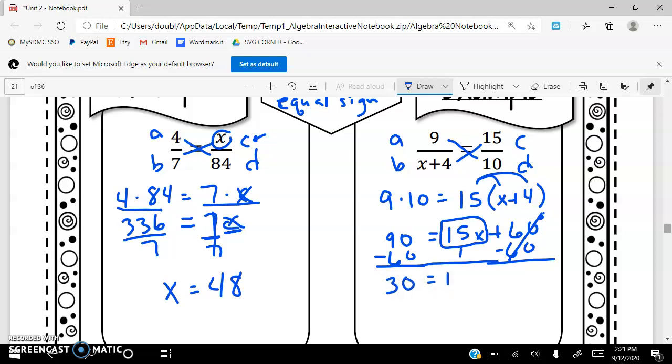And we bring that 15X down. Now we do the inverse. Now 15X is multiplying, so the inverse of multiplying is division. So we divide both sides by 15. 15 divided by 15 cancels out. And 30 divided by 15 is 2. So X equals 2.